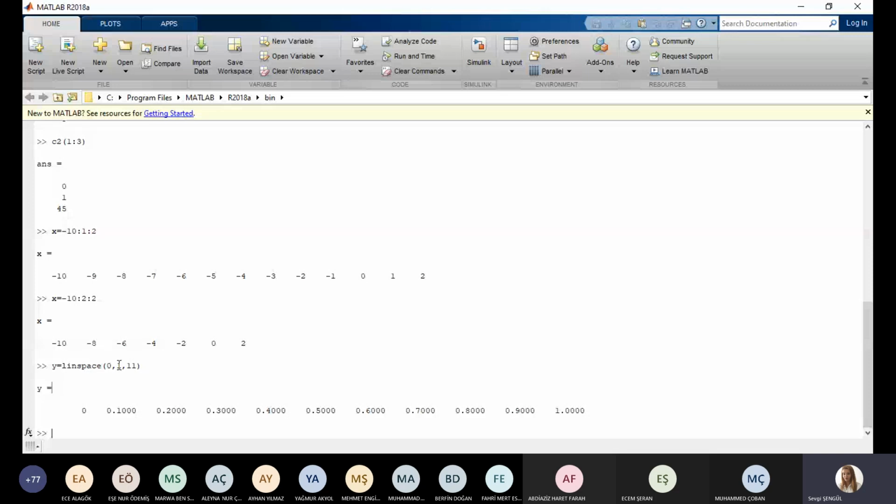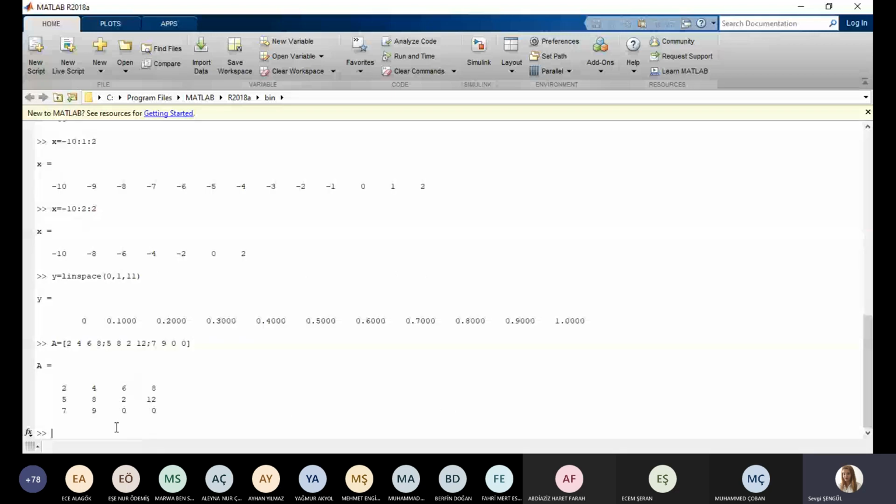You can define a matrix, row by row. I say my A matrix is 2, 4, 6, 8. This is my first row. Then I go to the second row: 5, 8, 2, 12. I don't know, I'm just writing something. Then 7, 9, 0, 0. Okay, this is a 3 by 4 matrix.